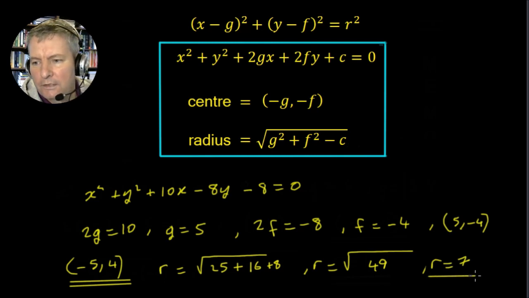So it means that this expanded form of the equation of the circle here is nothing other than a circle which is centred at (−5, 4) and has a radius of 7.